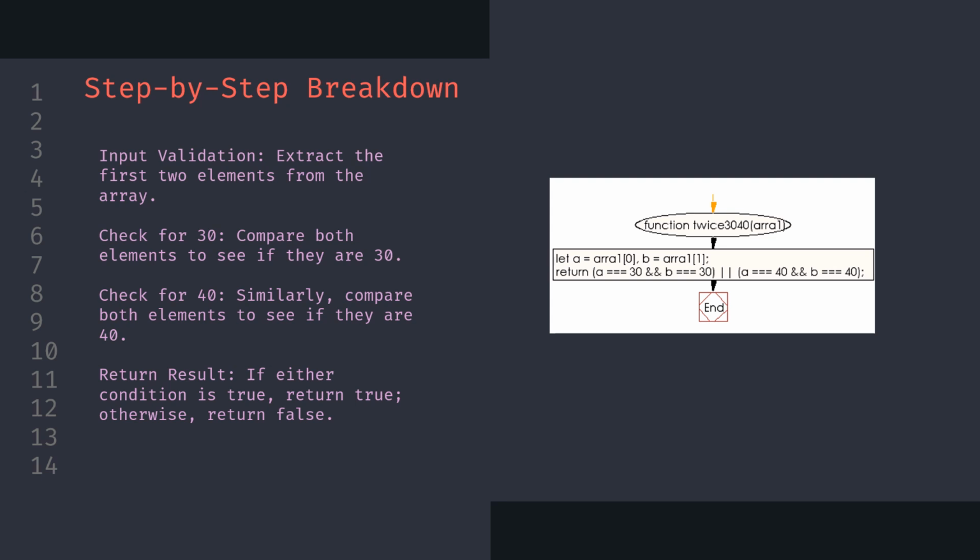Here's a step-by-step breakdown of the solution. First, we extract the first and second elements from the input array. Second, we check if both elements are equal to 30. If not, we check if both elements are equal to 40. Finally, we return the result: true if either condition is met, or false otherwise. This logical flow ensures the function handles all cases correctly.